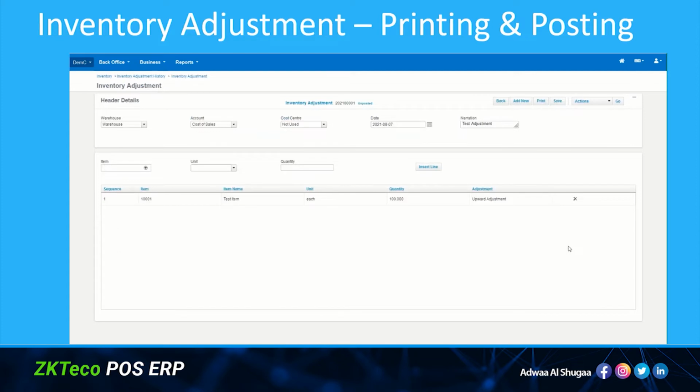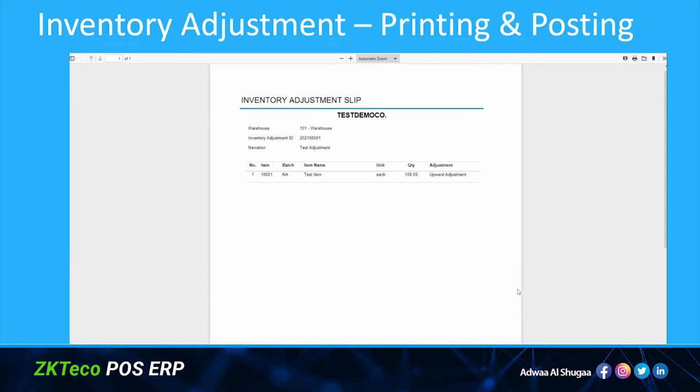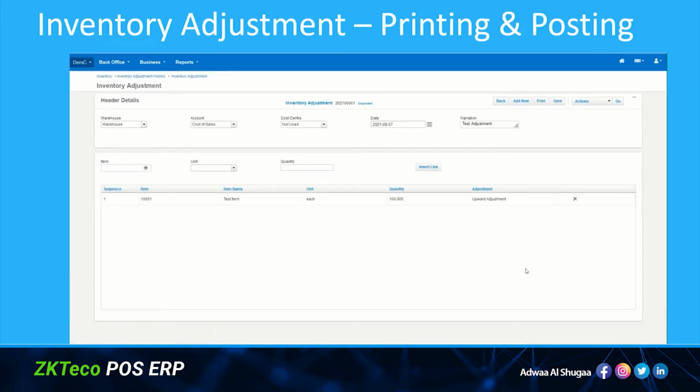Unposted transactions can be edited, printed, or posted by clicking the Edit button against any transaction. A posted transaction can be seen or printed by clicking the View button against the transaction. On clicking the Print button on the top of the screen, the inventory adjustment can be printed. By selecting a suitable option from the Action button and clicking the Go button, an inventory adjustment can be posted.